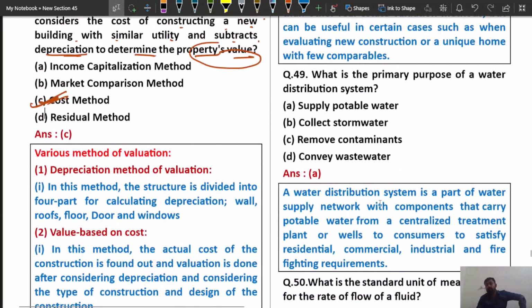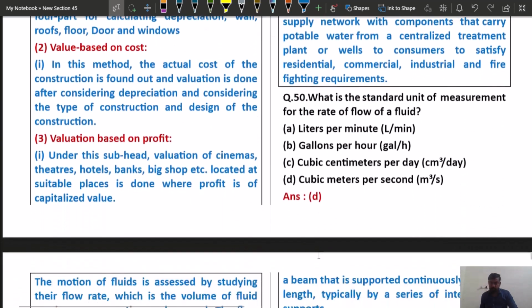What is the primary purpose of a water distribution system? A water distribution system is provided to convey potable water to the population for their need and for helping their health. So this is provided to supply potable water. Now proceeding to the next question.